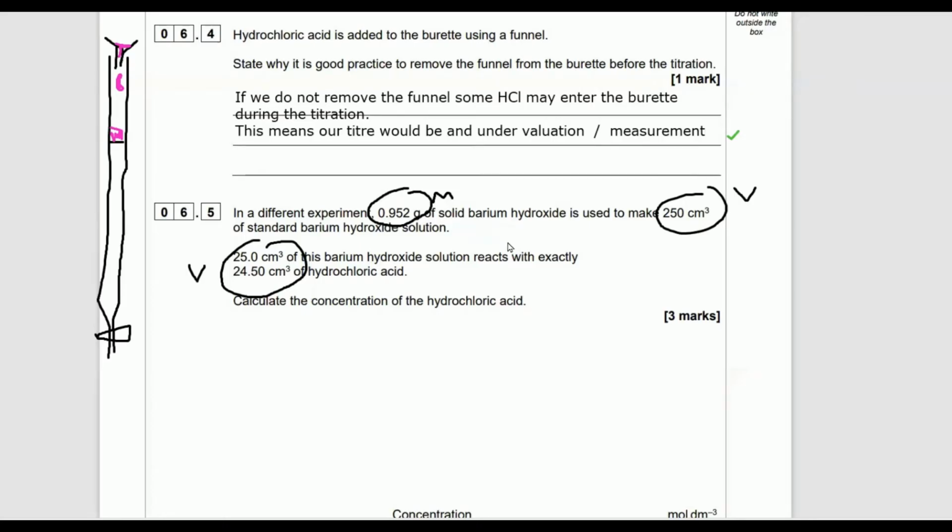The question is, calculate the concentration of the hydrochloric acid. So we're probably going to need to know the ratio. Whenever you're going to use moles, and there's a reaction going on, you're going to need to know the ratio between the reactants. So let's work out the ratio between the barium hydroxide and the hydrochloric acid in this reaction to start with.